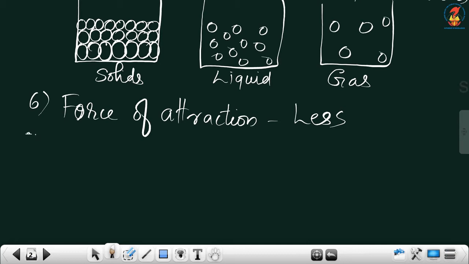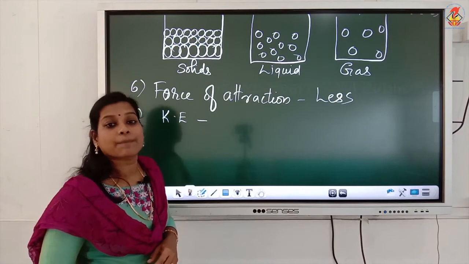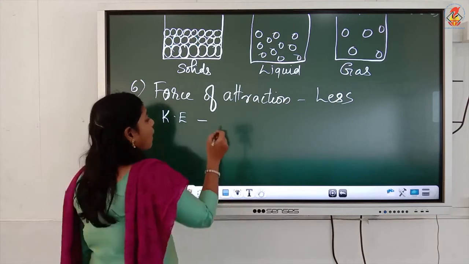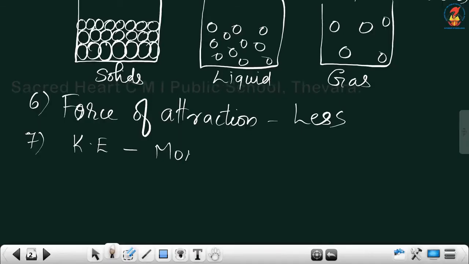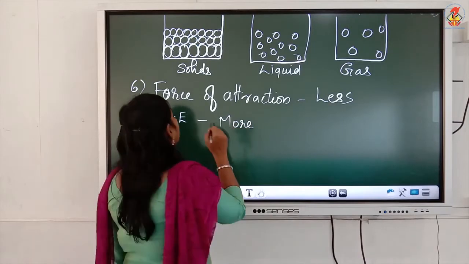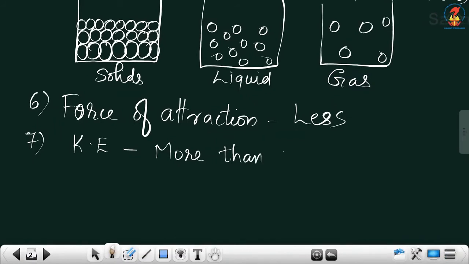Then, what about kinetic energy? In the liquid state, there is much intermolecular space between them, so they can move from one place to another. So, kinetic energy is more compared to solids. You know, kinetic energy is the energy possessed by moving particles. Here they are able to move because more space is there, not tightly packed, so there will be more kinetic energy than the solids.